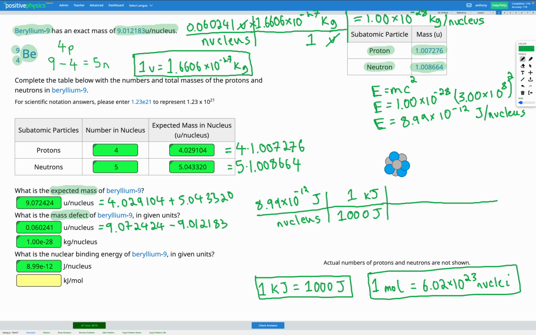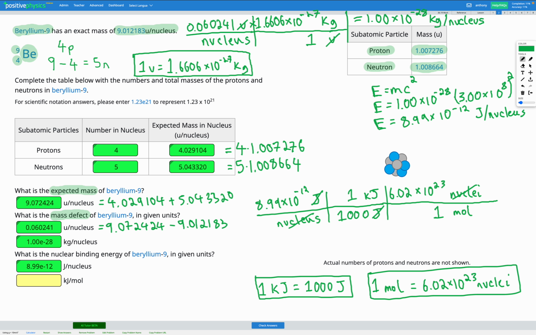So right now we have nucleus on the bottom of our fraction. We want to get rid of that. So I'm going to put nuclei on the top. And we want to convert into moles. So I'm going to put moles on the bottom. Then we can add from our conversion factor that 1 mole on the bottom is equal to 6.02 times 10 to the power of 23 nuclei on the top. Then the joules will cancel top and bottom. The nucleus and the nuclei will cancel.